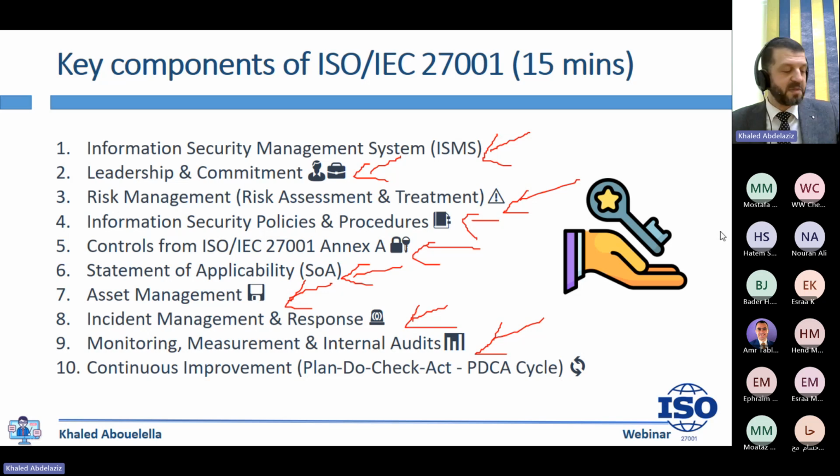As I told you, they may do the implementation not with the intention of certification. They believe in a systematic approach. I hope I answered your question.